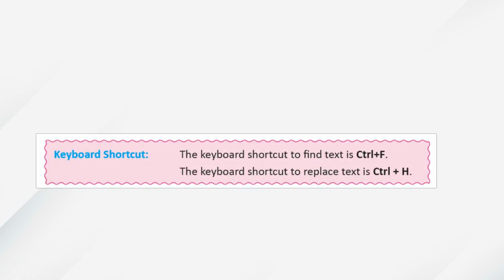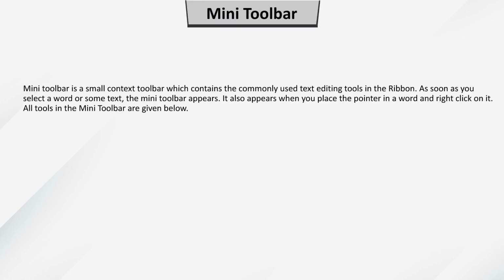Keyboard shortcut. The keyboard shortcut to find text is Ctrl plus F. The keyboard shortcut to replace text is Ctrl plus H. Mini toolbar. Mini toolbar is a small context toolbar which contains the commonly used text editing tools in the ribbon. As soon as you select a word or some text, the mini toolbar appears. It also appears when you place the pointer in a word and right-click on it. All tools in the mini toolbar are given below.